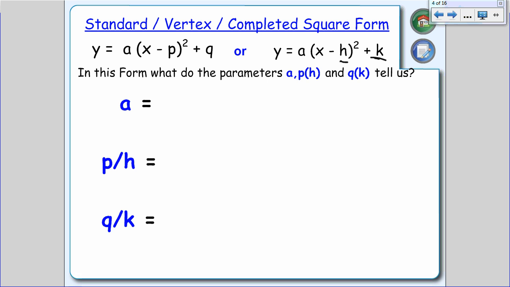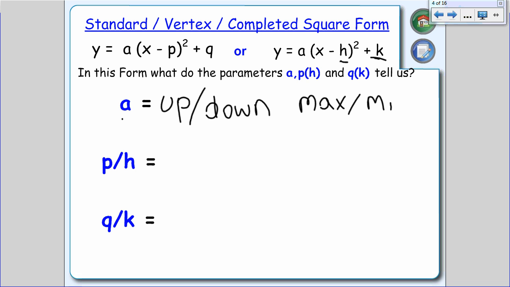Okay, what does your a value do in standard form? It decides if it's skinny or fat. Yeah, your a value stretches it, so it makes it skinny or fat, and it tells you if it's facing up or facing down. So that's what your a value does. Up or down. That also means it tells you if you have a max or a min. If it's facing down, you have a maximum. If it's facing up, you have a minimum.